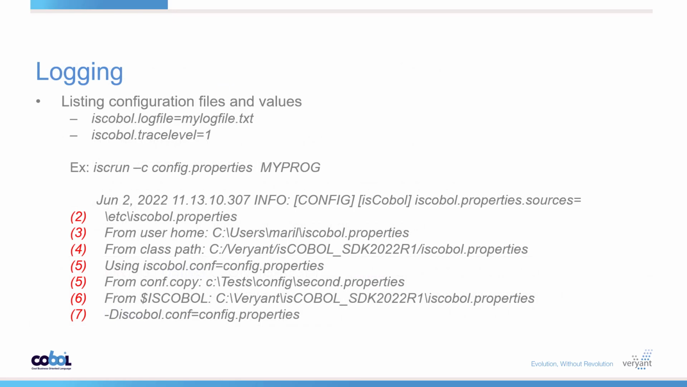If you want to list the configuration files and the values that the runtime found, you can set a log file to a trace level of 1, as I've done here. And you see an example of it listing all of the places that it looked for a properties file. And I've numbered them in red on the left to show you the order that matches the order that we saw in that first screen.